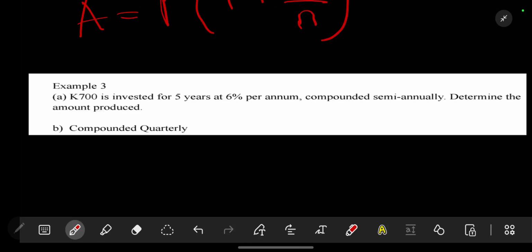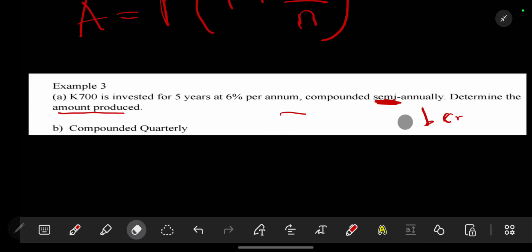So if we have this one: 700 is invested for 5 years at 6% per annum, compounded semi-annually. Determine the amount produced. So semi means half. So half of the year, if you have to compound half a year, so 2 times, that means semi-annually, let's say June and the end, which is December, meaning you are going to compound it twice. So when you see semi-annually, it means 2 times, because semi is half.